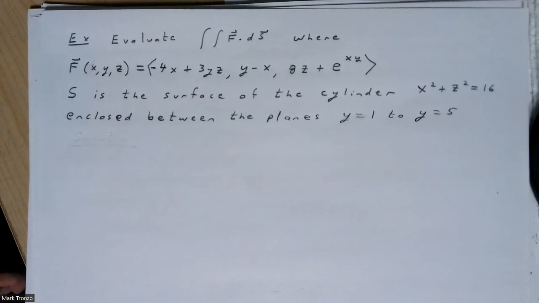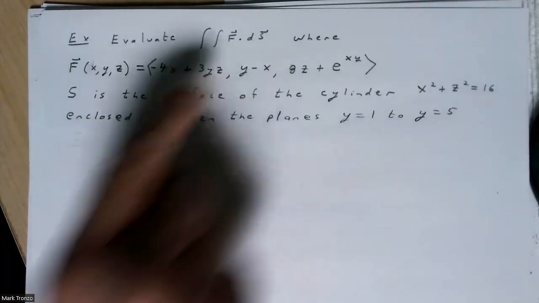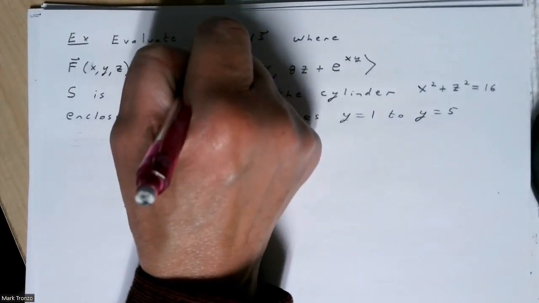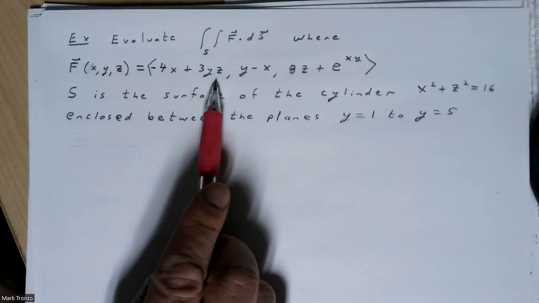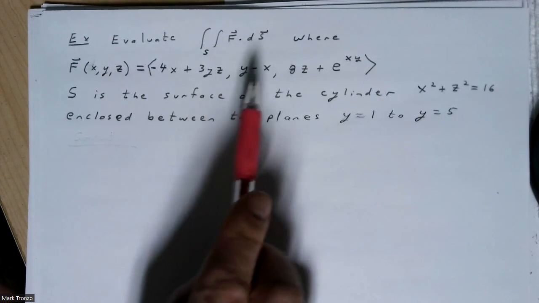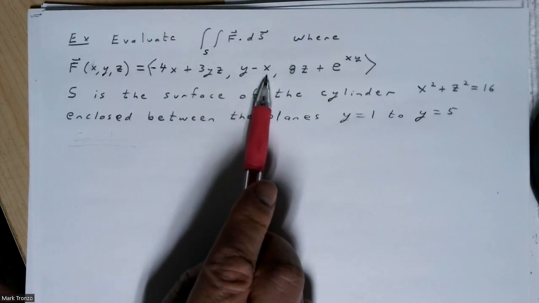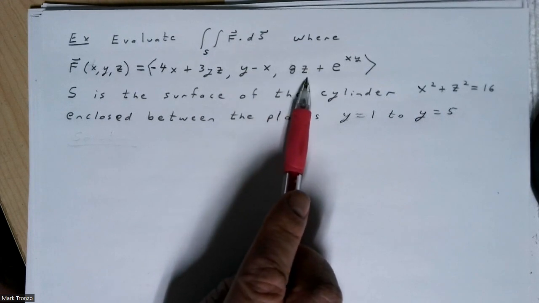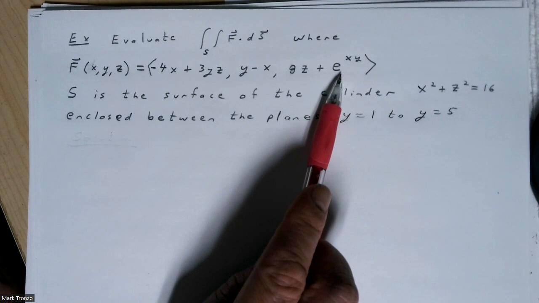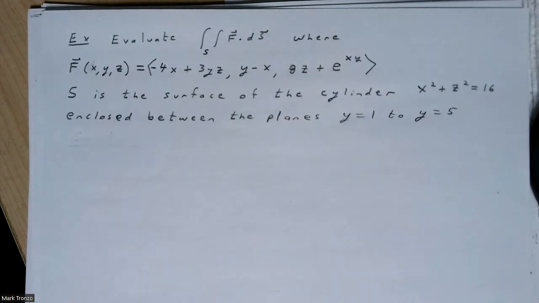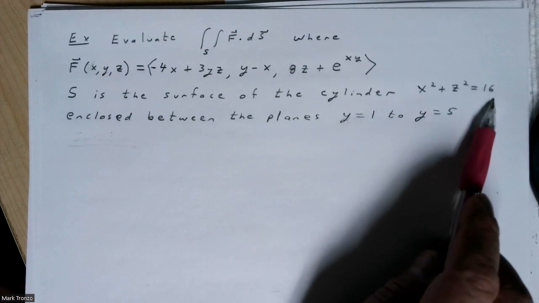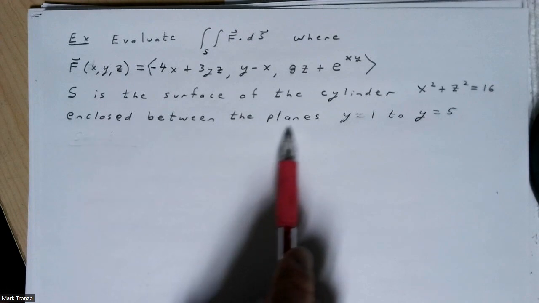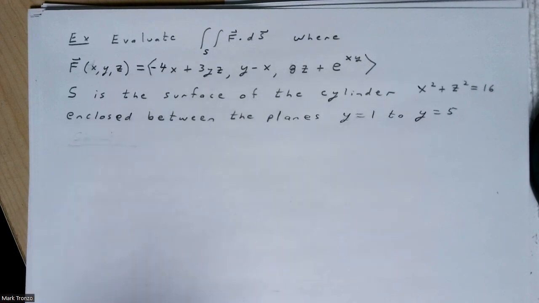In this video, we're going to look at this problem here. We're asked to evaluate this surface integral where the vector field is given this way: -4x plus 3yz, y minus x, 8z plus e to the xy. And S is the surface of the cylinder x squared plus z squared equals 16, enclosed between the planes y equals 1 to y equals 5. So let's take a look at that.